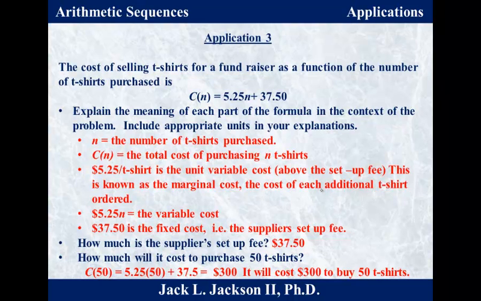So just to do a little part of the table here, if you do 0 shirts, it's $37.50. 1 shirt would be $37.50 plus $5.25. What would that be? $42.75. And then another $5.25 for the next shirt, and so forth.